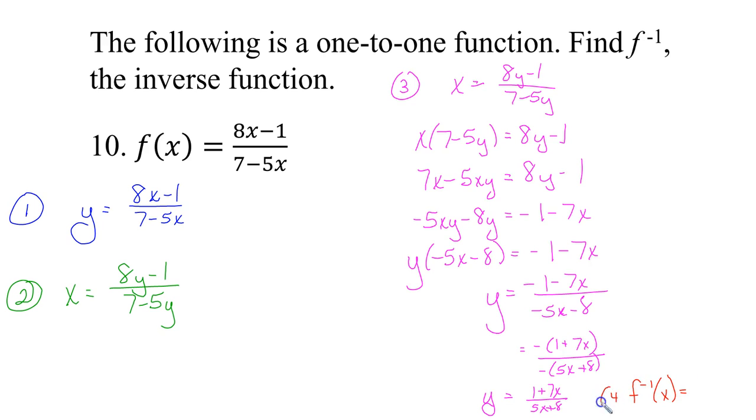This is step 4 again. This is going to be 1 plus 7x over 5x plus 8. If you would prefer to write this as 7x plus 1, that's fine. If you prefer to write the denominator as 8 plus 5x, that's okay too.